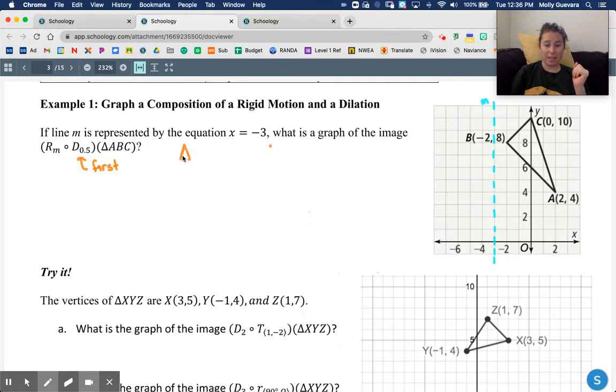A is the point 2, 4. So then A prime, you just multiply both of these by 1/2. Remember that multiplying something by 1/2 is the same as dividing it by 2. So really I'm just dividing this by 2. So 2 divided by 2 is 1. 4 divided by 2 is 2. So A prime is at the point 1, 2.